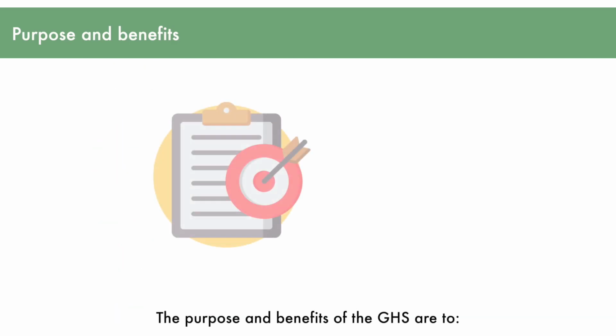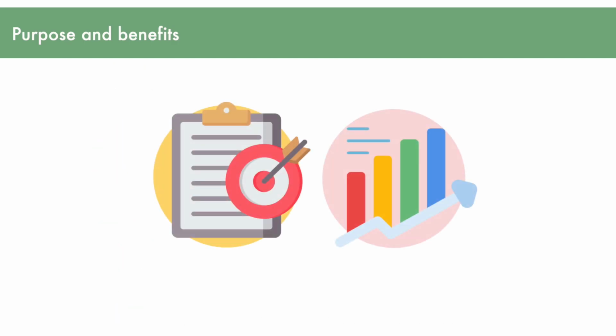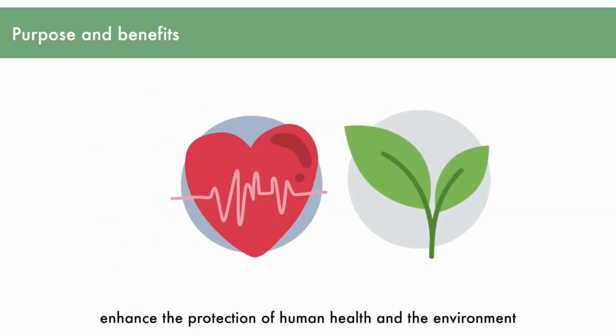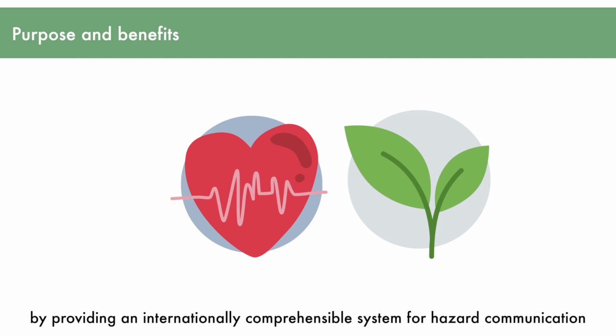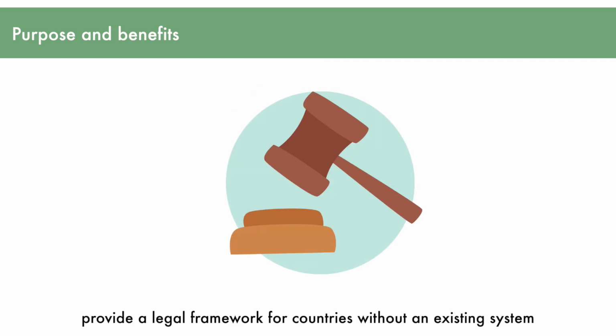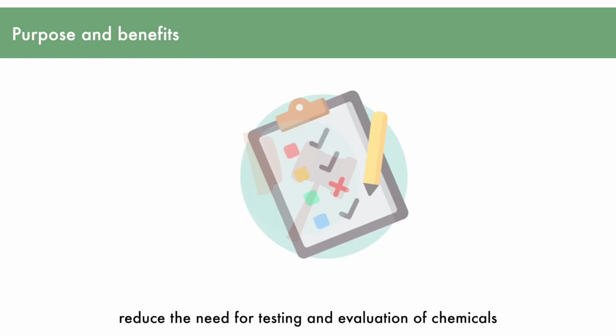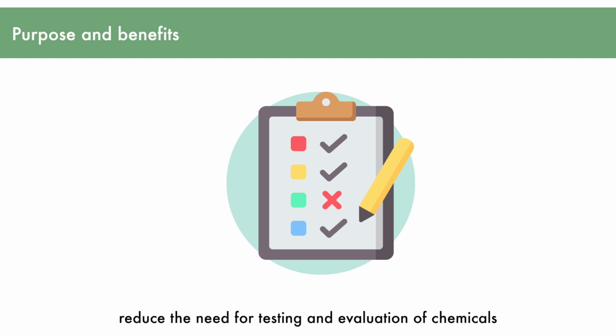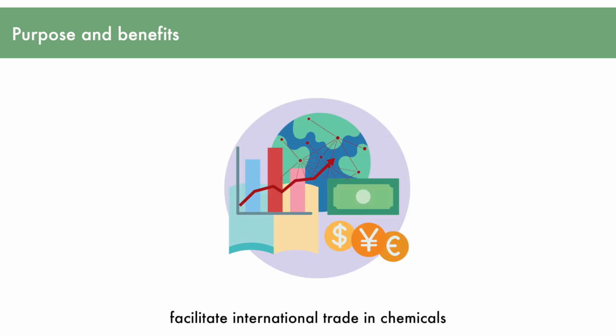The purpose and benefits of the GHS are to enhance the protection of human health and the environment by providing an internationally comprehensible system for hazard communication, provide a legal framework for countries without an existing system, reduce the need for testing and evaluation of chemicals, and facilitate international trade in chemicals.